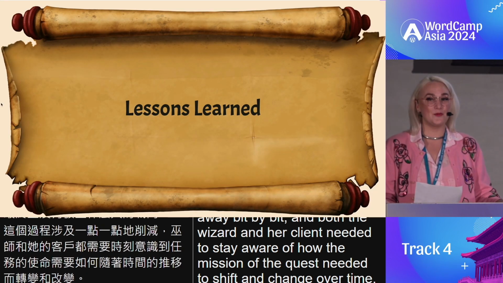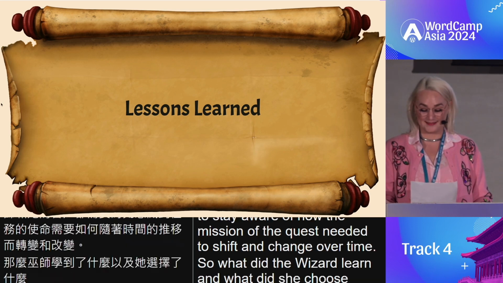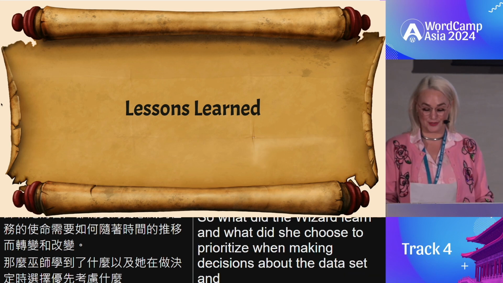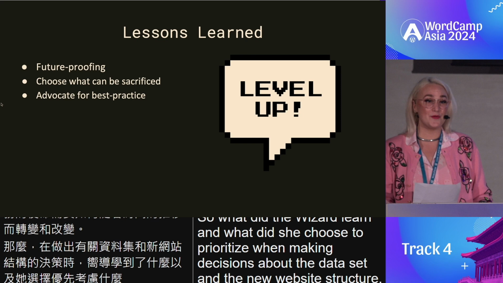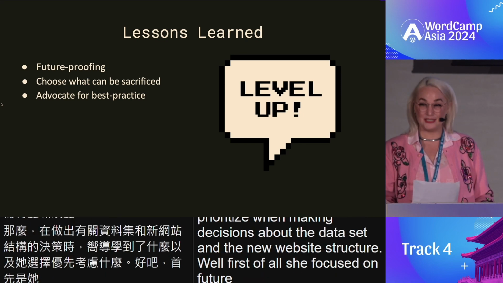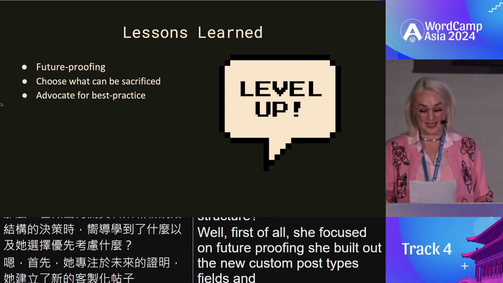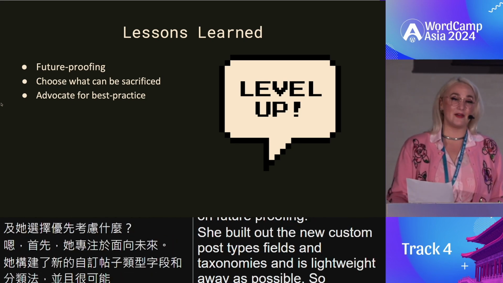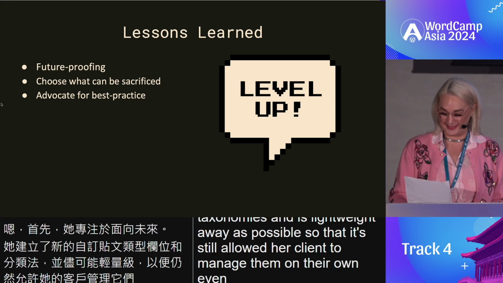So what did the wizard learn? And what did she choose to prioritize when making decisions about the data set and the new website structure? Well, first of all, she focused on future-proofing. She built out the new custom post types, fields, and taxonomies in as lightweight a way as possible, so that it still allowed her client to manage them on their own, even without her ongoing presence.